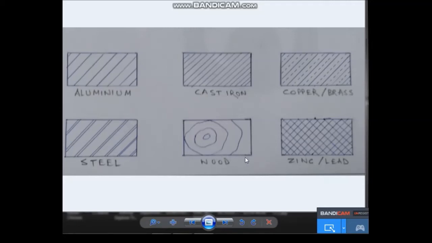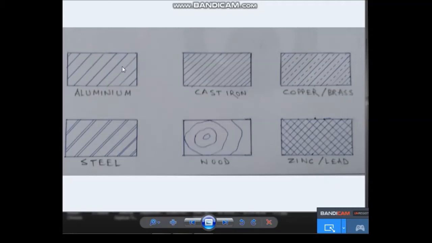Then for the wood, you draw the same rectangular shape and you draw this line freehand, and this is for wood. And for the zinc, you draw 45 degree hatch lines in both directions. These lines are at 45 degrees, and you draw again a 45 degree line in the opposite direction. So this is for zinc, lead or white metal.